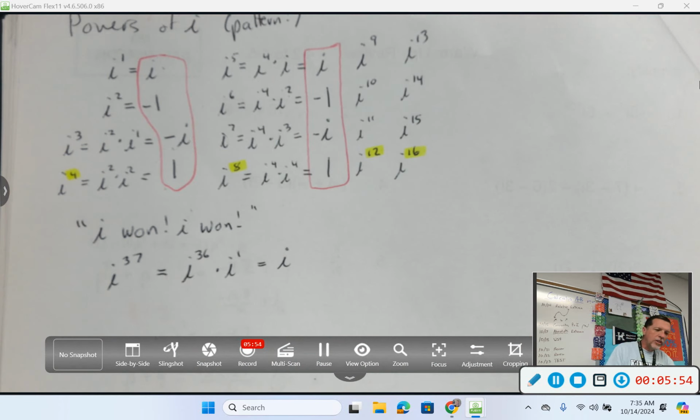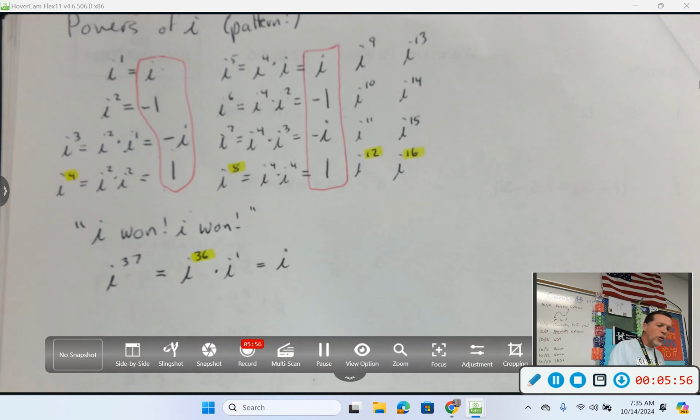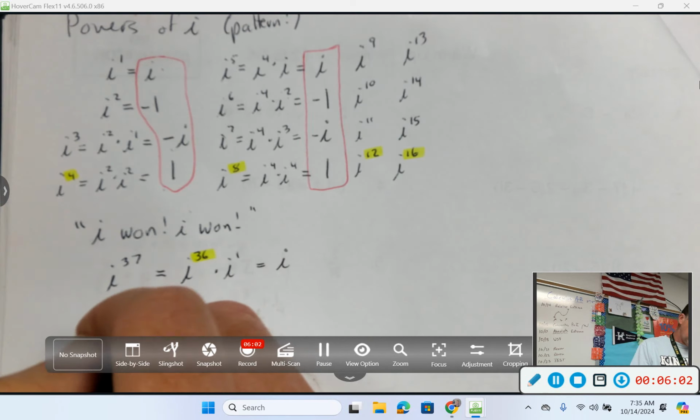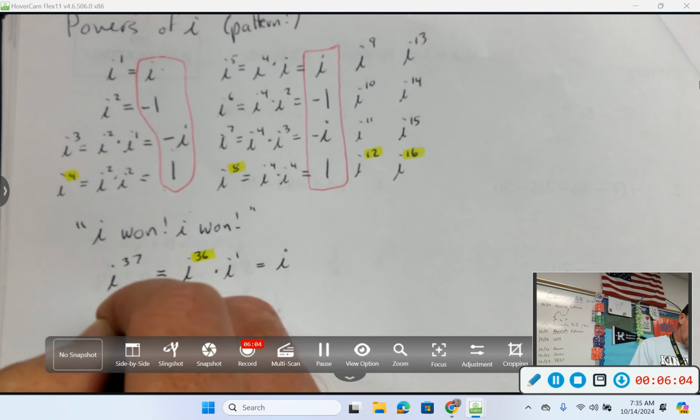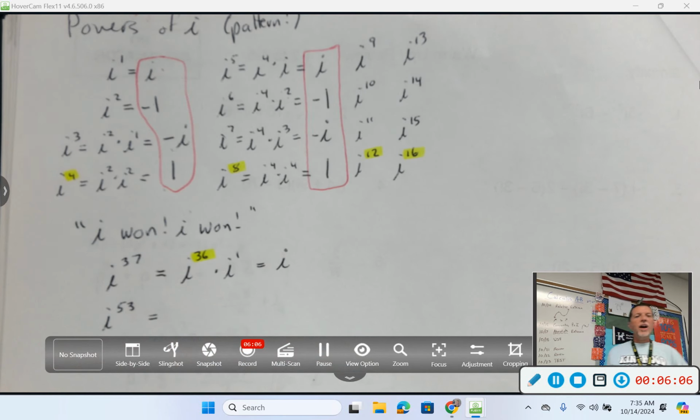So basically your multiples of 4 are the trick to this whole thing. So whatever's the highest multiple of 4, you want the highest multiple of 4 that's less than the power. So what about i to the 53rd? Let's see, 52 is a multiple of 4.